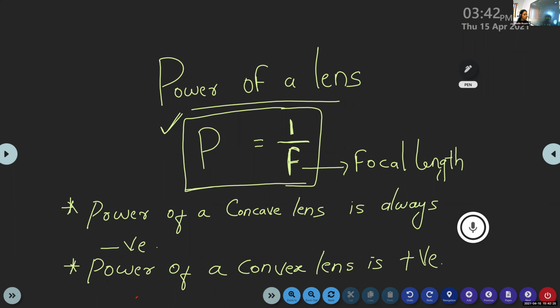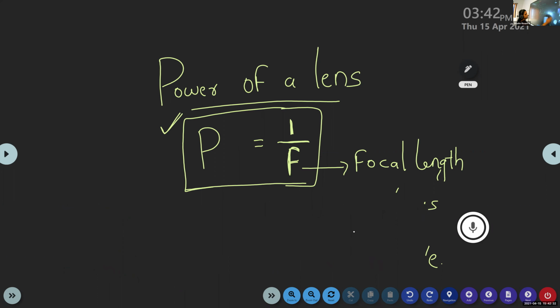Okay. Then Gautam, what about the power of a concave lens? Is it positive or negative? Jaslyn, what about the power of a concave lens? Yes, the power of a concave lens is negative. Jaslyn, what about the power of a convex lens? Positive. It is positive. So now I will give you a question.